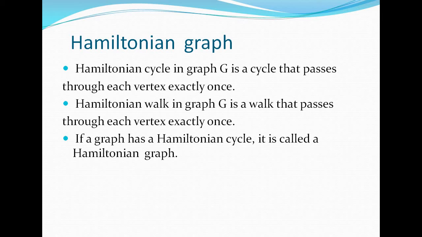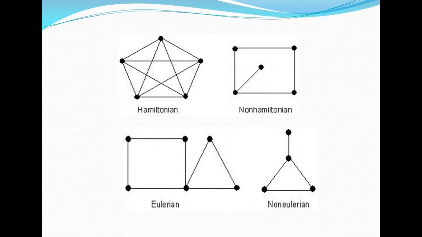Hamiltonian graph. A Hamiltonian cycle in a graph G is a cycle that passes through each vertex exactly once. A Hamiltonian walk in a graph is a walk that passes through each vertex exactly once. If a graph has a Hamiltonian cycle, then it is called a Hamiltonian graph. This is an example of a Hamiltonian graph and a non-Hamiltonian graph.